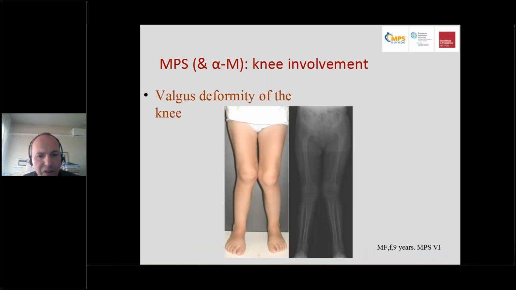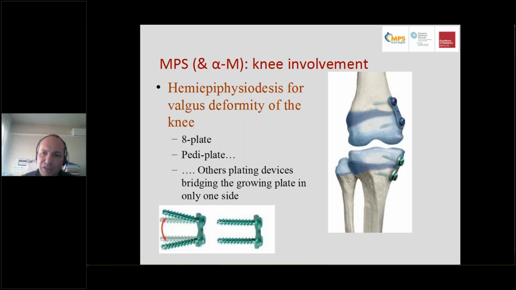What about the valgus deformity of the knee that is commonly seen in MPS and also in alpha-mannosidosis? We can act during the growing age with hemiepiphysiodesis, because if we bridge the growing cartilage only on one side, we can block the growing potential medially, for example, letting it grow laterally, obtaining a progressive correction during the age.